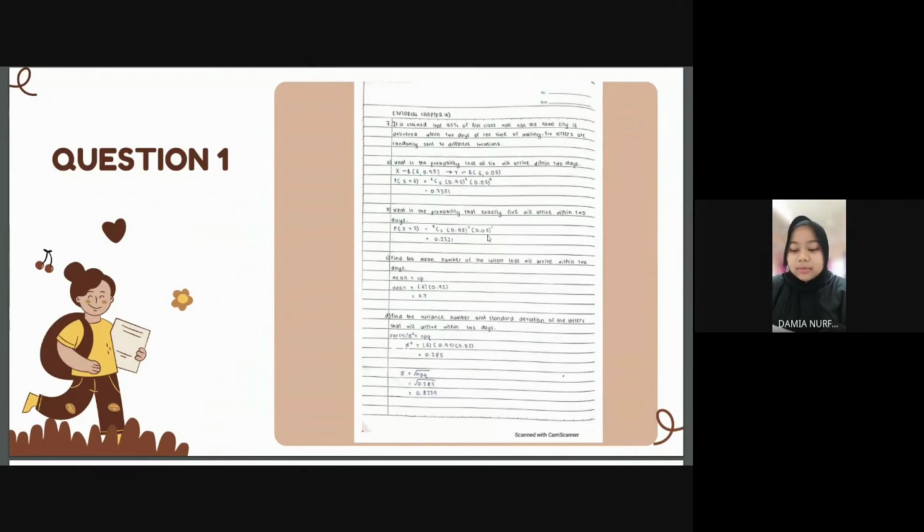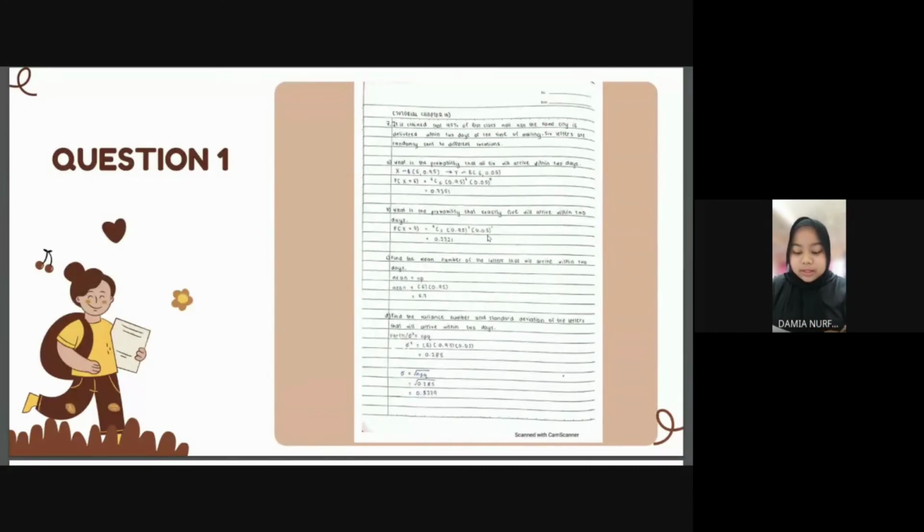So we get X binomial with n equal to 6 and p equal to 0.95, and q is 0.05. So the probability of X equal to 6, we get 0.7351. The second question is, what is the probability that exactly 5 will arrive within 2 days? So the probability of X equal to 5, we got 0.2321. And question 3 is, find the mean number of the letters that will arrive within 2 days.